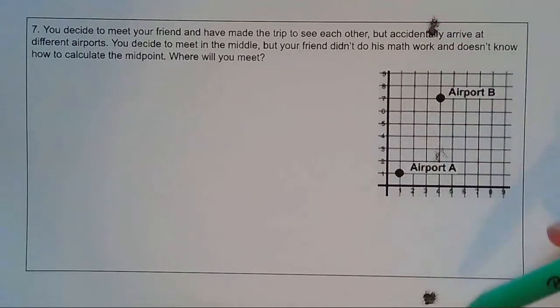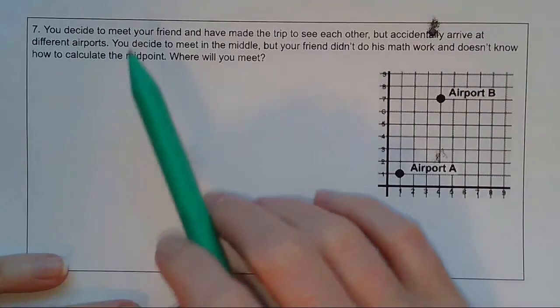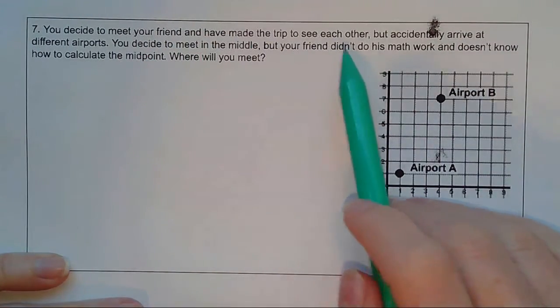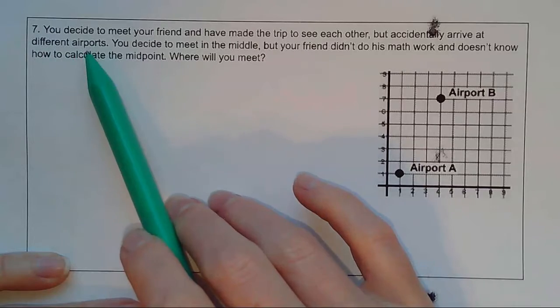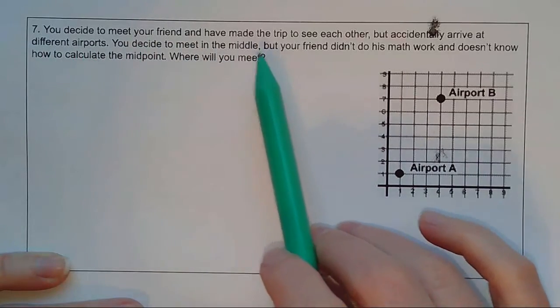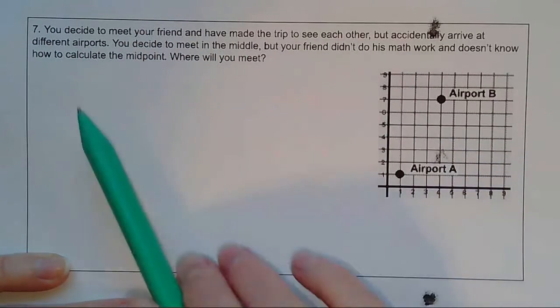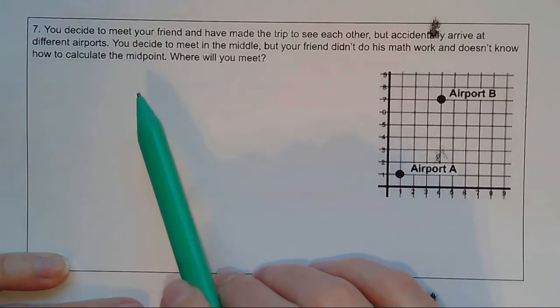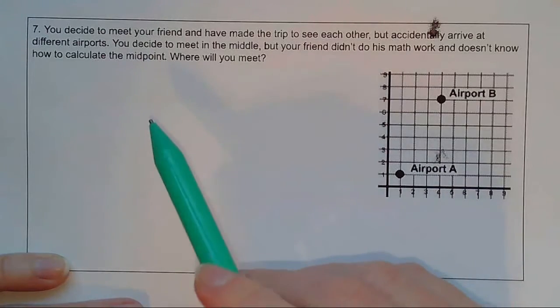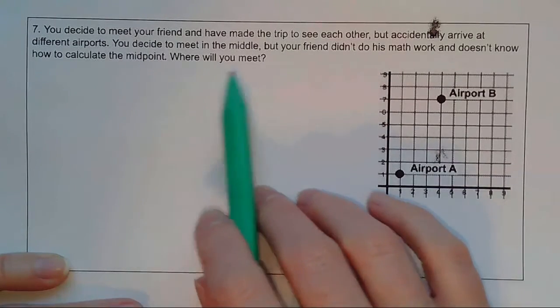I apologize, my printer did some wonky stuff here, but just ignore that. So question number 7, you decide to meet your friend and have made the trip to see each other, but accidentally arrive at different airports. You decide to meet in the middle, but your friend didn't do his math work and doesn't know how to calculate the midpoint. So that's going to be somebody who didn't make it this far in the online learning. So you need to tell them, where will you meet?